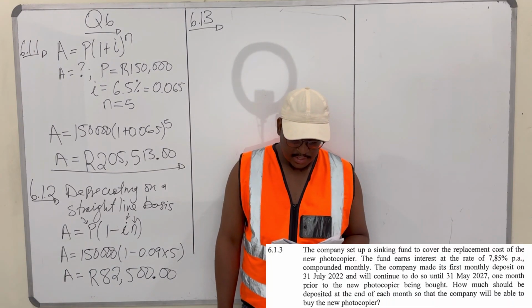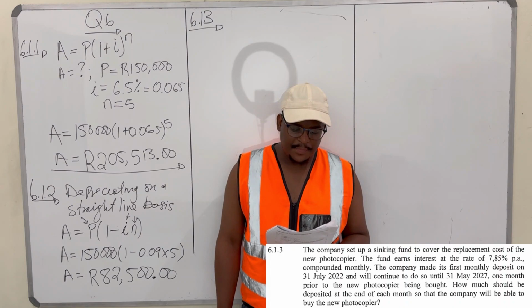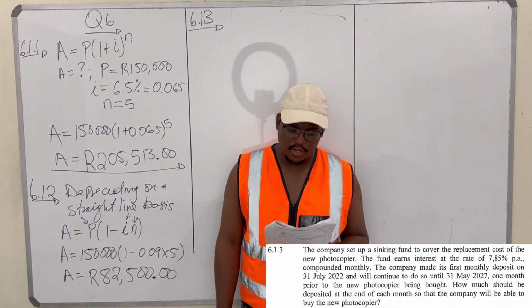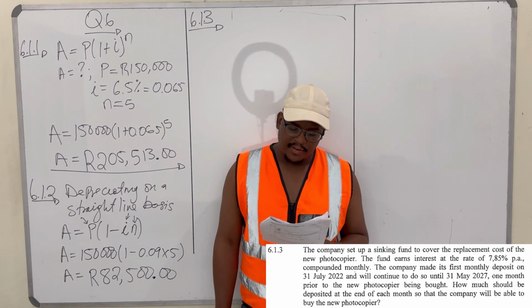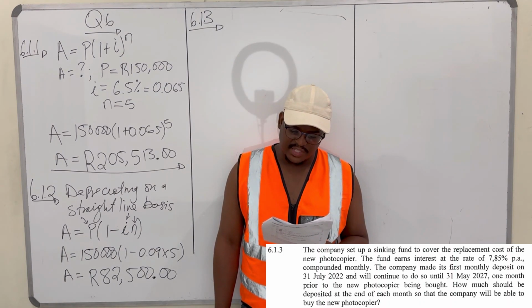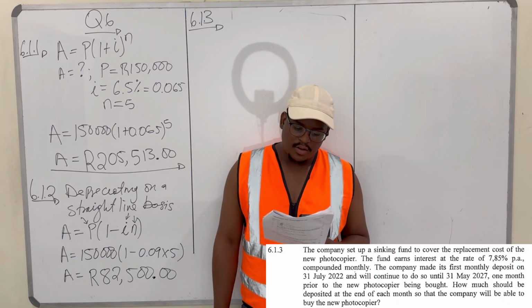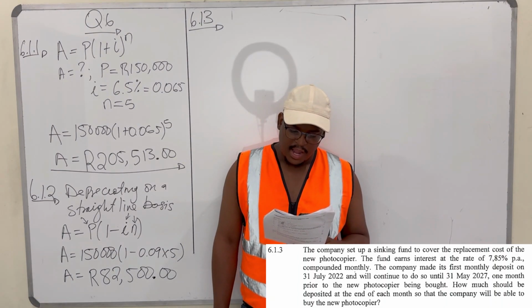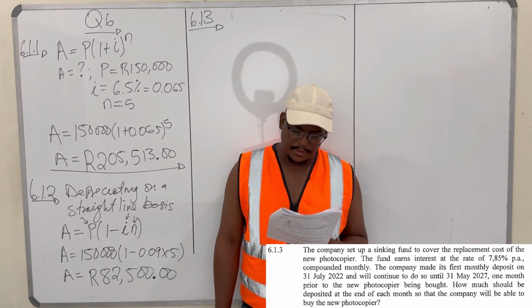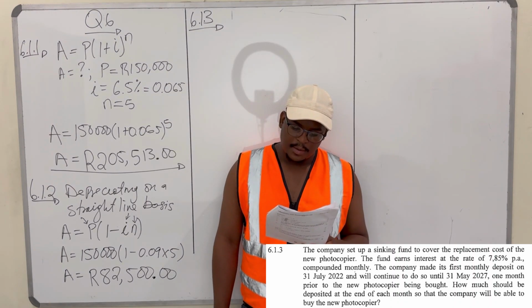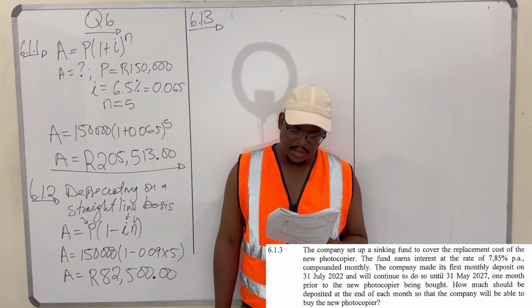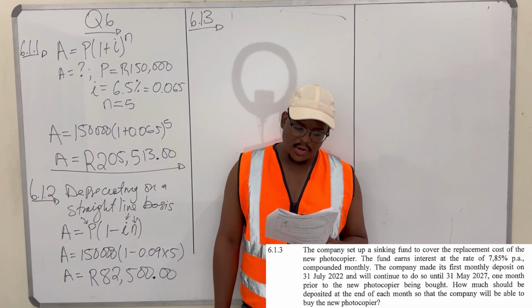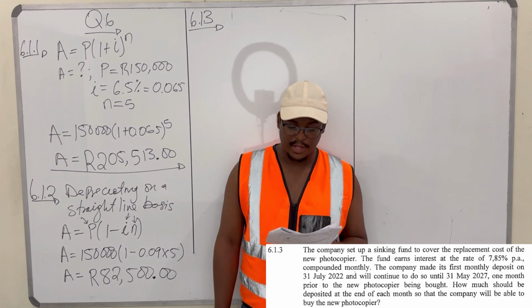So we'll move to 6.1.3. What are they saying there? They're saying now the company set up a sinking fund to cover the replacement cost of the new photocopier. The fund earns an interest rate of 7.85% per annum compounded monthly. The company made its first monthly deposit on 31 July 2022 and will continue to do so until 31 May 2027, 1 month prior to the purchase of the new one. How much should be deposited at the end of each month so that the company will be able to buy a new photocopier? Let me read this thing.